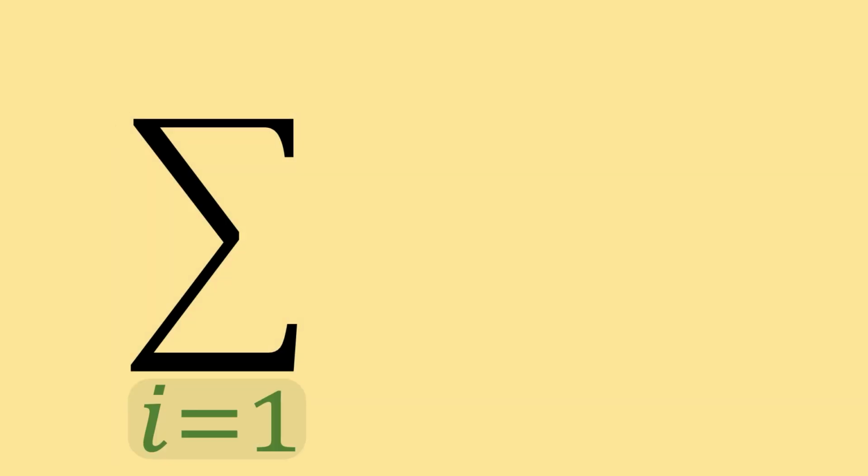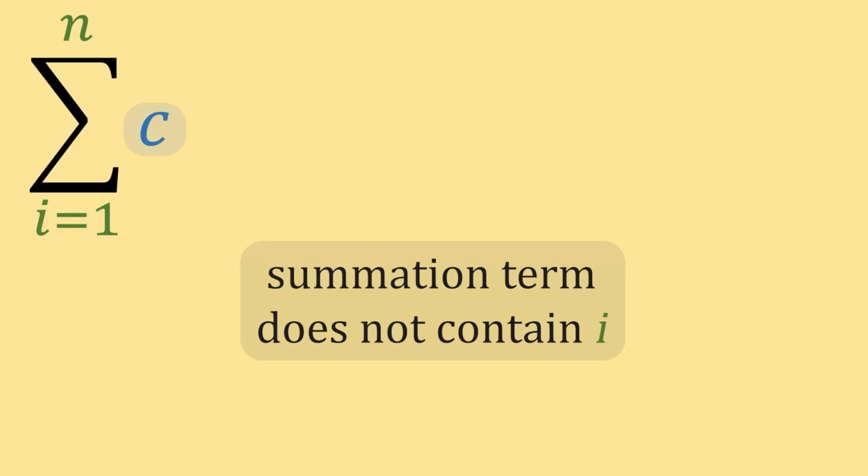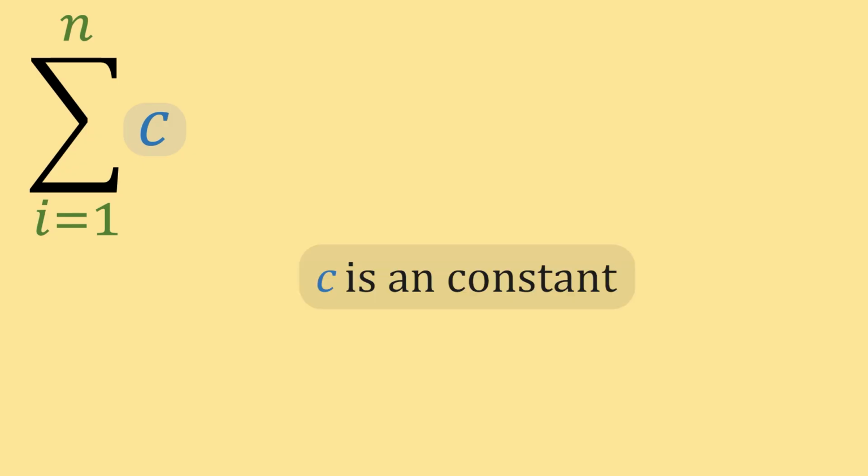Consider the sum from i equals 1 to n of some constant term c. What does this sum equal? Notice the expression that we are summing does not have a place for us to plug our index of summation i into. The expression inside the sum is just a constant c. It does not depend on i.